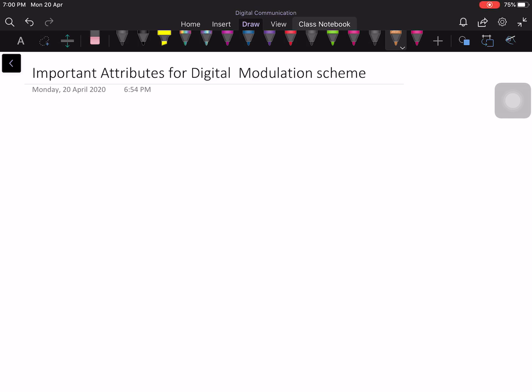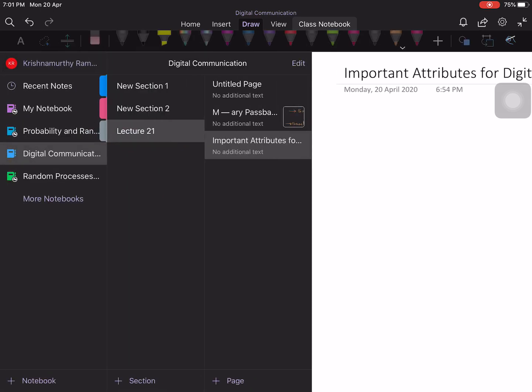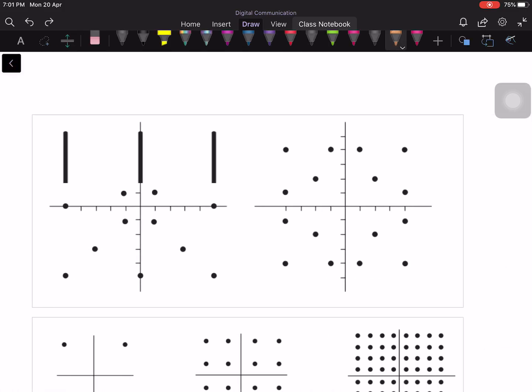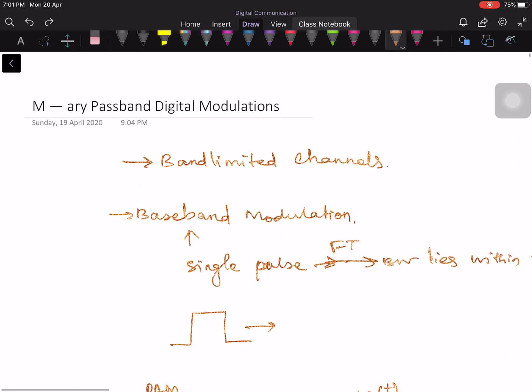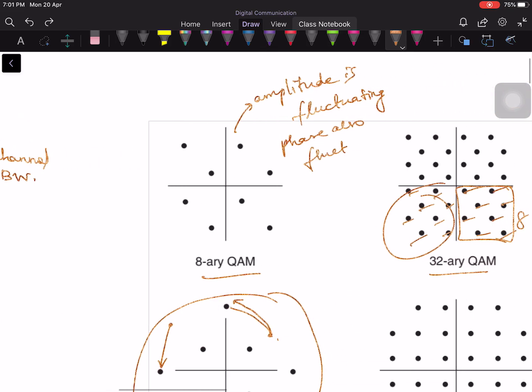Okay, let me start. In this lecture, I would like to talk about some important attributes for a digital modulation scheme. These attributes are very important to decide how good your digital modulation system is, how good or how bad it is. In the previous lecture, if you recall, I discussed different modulation schemes and different constellation diagrams.